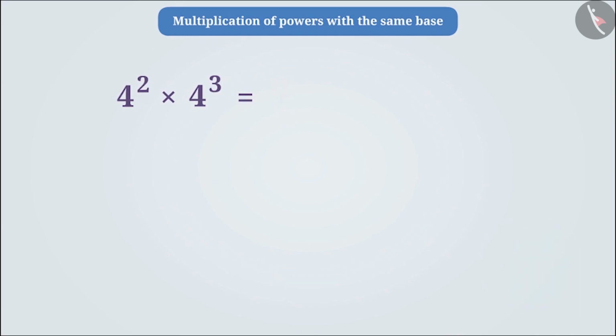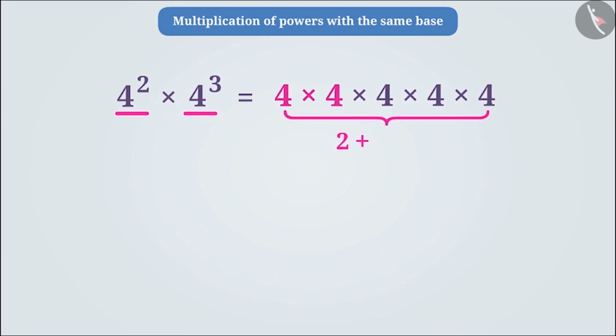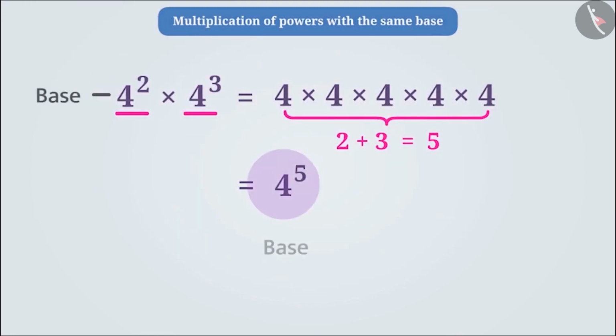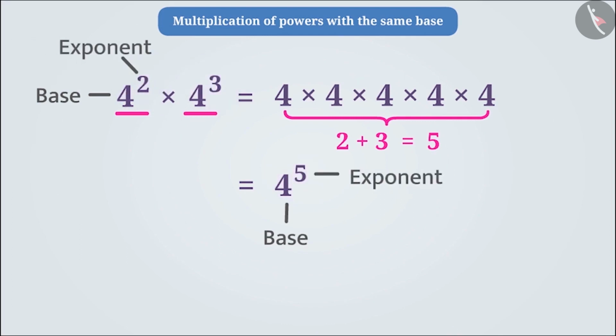You are absolutely correct. To find the value of 4 square, we will multiply 4 by itself 2 times. Similarly, to find the value of 4 cube, we will multiply 4 by itself 3 times. Now you can see here that 4 is multiplied by itself a total of 2 plus 3, that is 5 times. Therefore, we can represent it as 4 to the power of 5. Now you can see that the base of the numbers multiplied is equal to the base of the result, and the sum of the exponents of the numbers to be multiplied is equal to the exponent of the result.